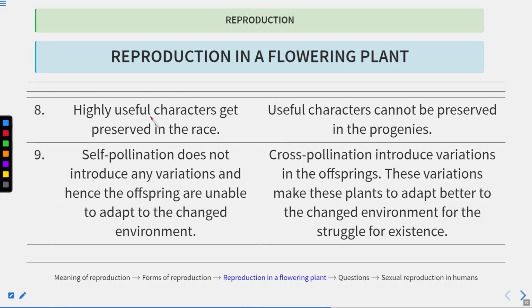Now in self-pollination, highly useful characters get preserved in the race, whereas in cross-pollination, useful characters cannot be preserved in the progeny, because these useful characters may be lost.